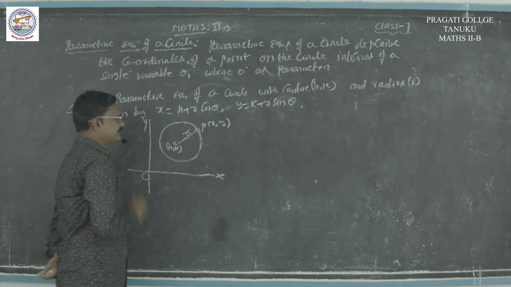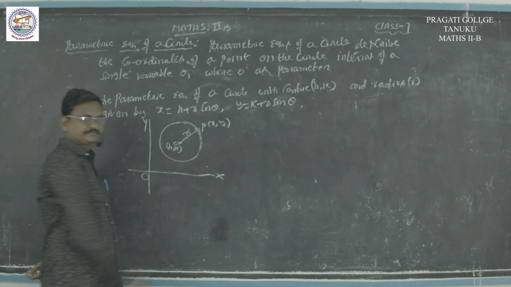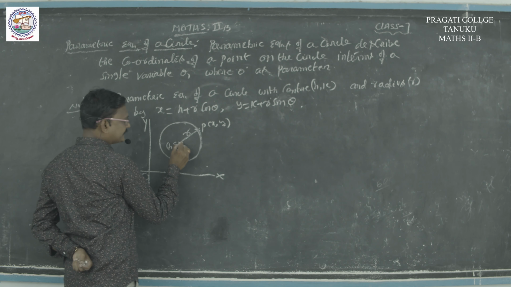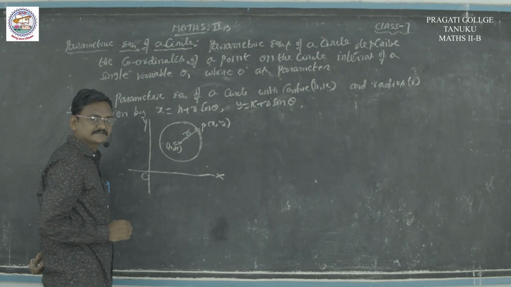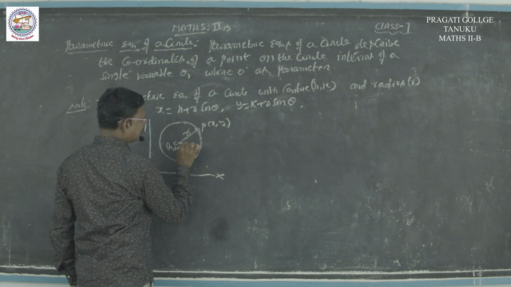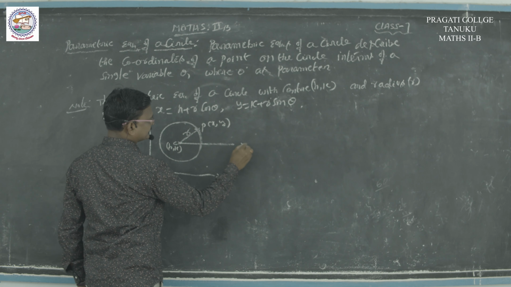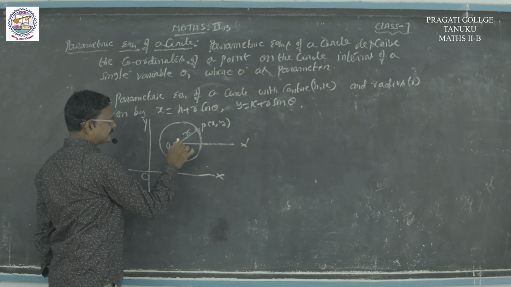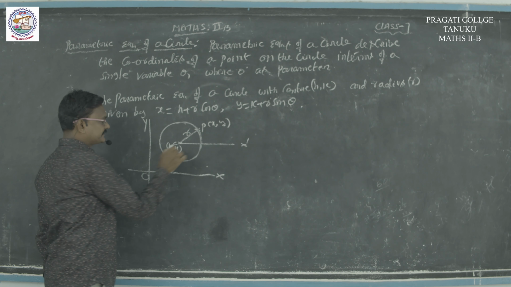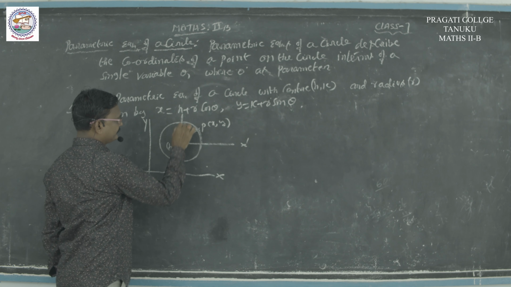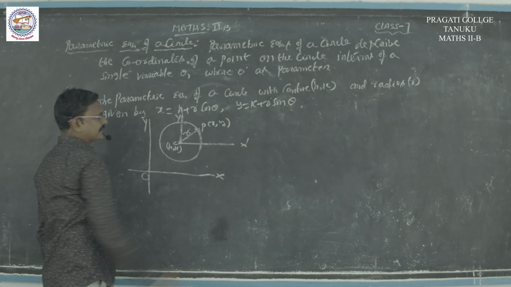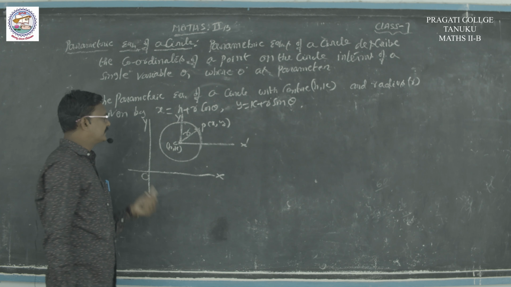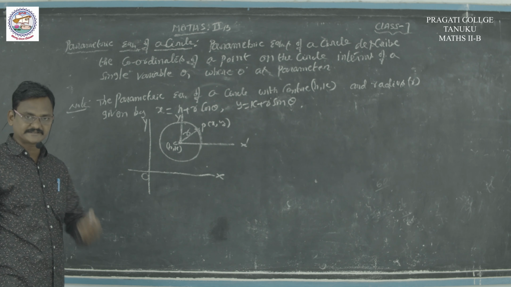Okay, now here through C, draw a line parallel to x-axis. Suppose this is x dash. Similarly, through C, draw a line parallel to y-axis. That means we get lines like this, one parallel to x-axis and one parallel to y-axis, through the center C.